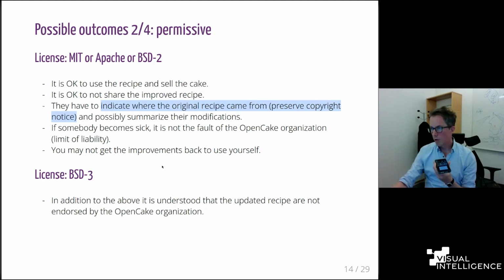How about so-called permissive licenses? Here are 3 prominent examples: MIT, Apache, BSD. We don't have to remember them, but when you hear these names, you will know that these are permissive licenses. There, people can do almost anything with it. They can modify it. They can share the modification. They don't have to share the modification. The only thing they have to do is indicate where it came from. If they distribute it, they cannot claim they invented it. They have to indicate where the original recipe came from, and maybe summarize the modifications.